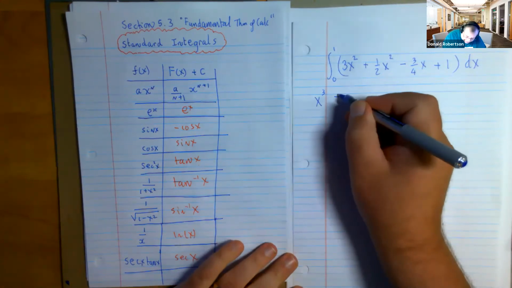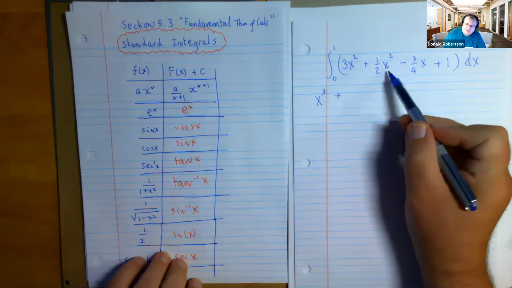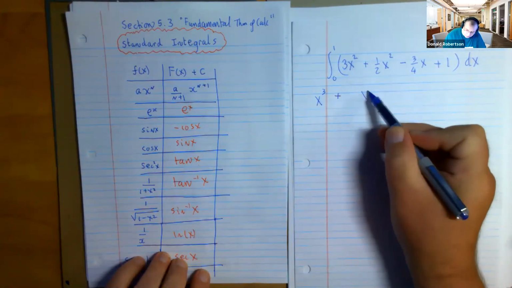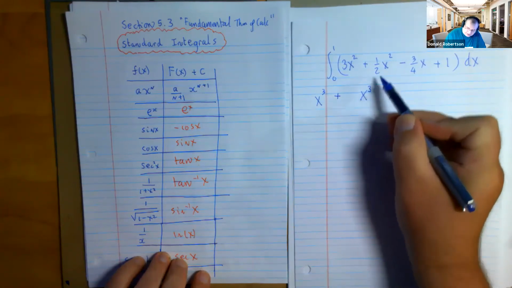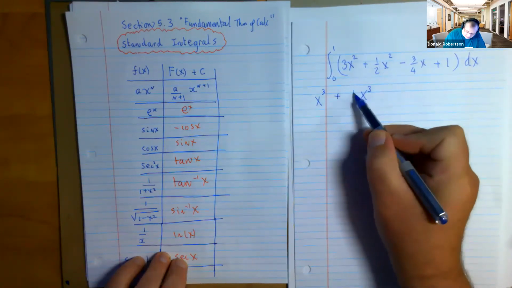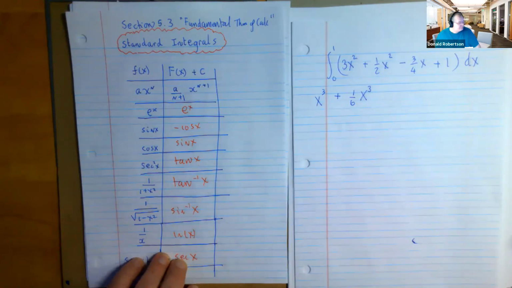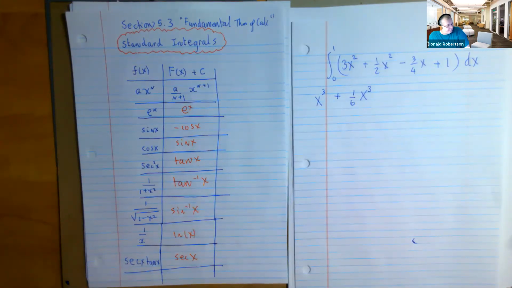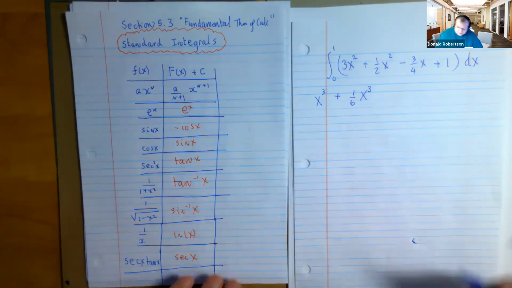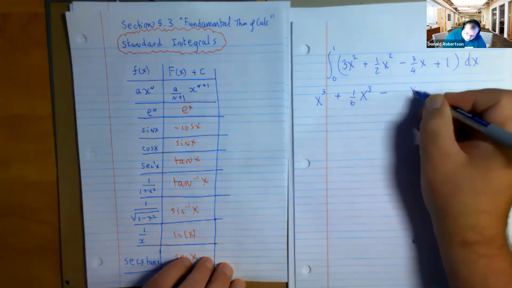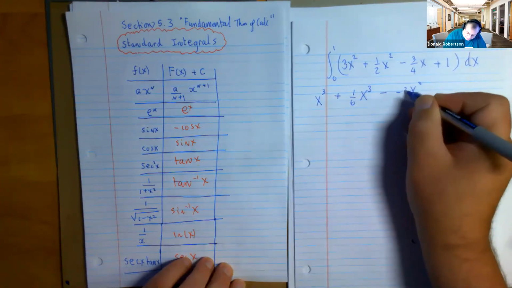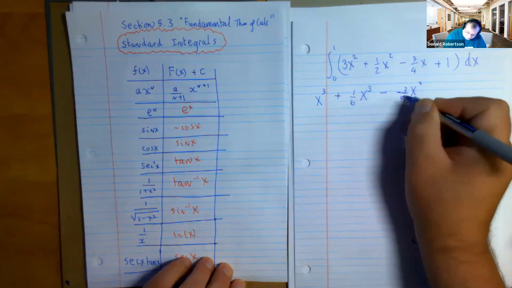Now it gets a bit messy. What's the antiderivative of this guy? Well, you add 1 to its power. Now, if you divide a half by 3, it's 1/6. Agreed? 1/6. Now, add 1 to the power, divide by the new power. There we go. 3/8.